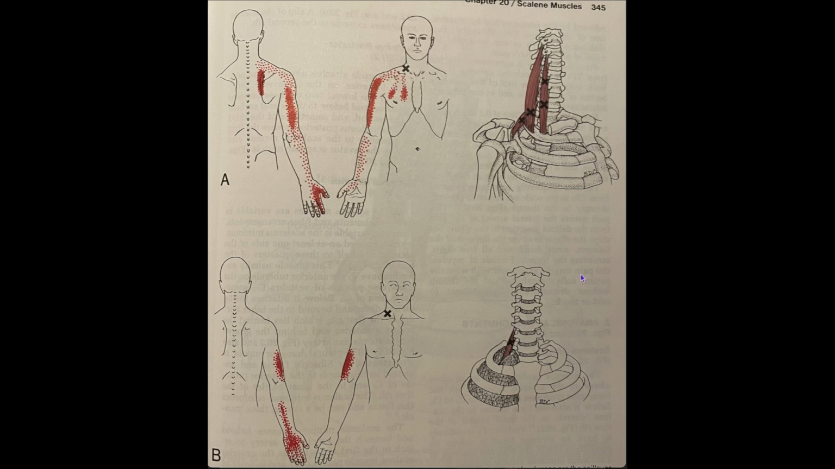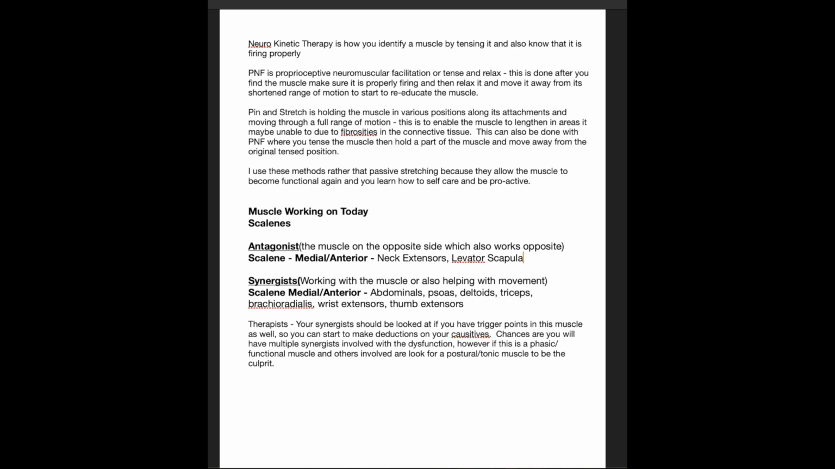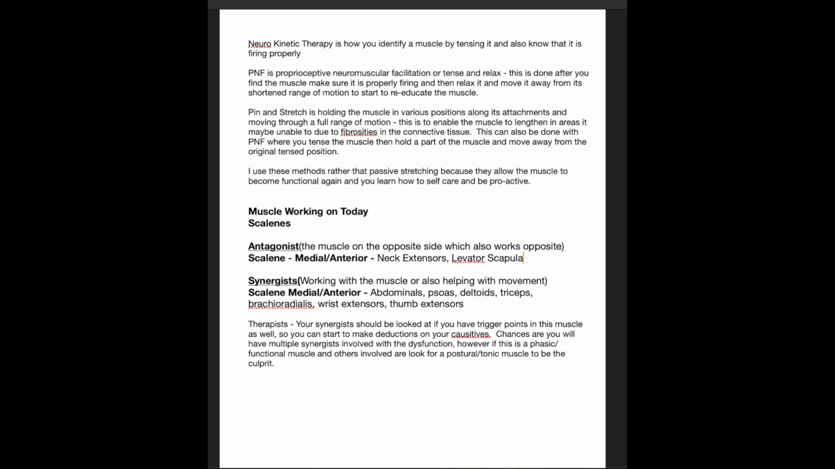So that's the trigger points, and then I'm going to go through antagonists and synergists because scalenes is so interesting. So the antagonist is that opposite muscle, and so we have neck extensors and levator scapula. So your neck extensors are the muscles that you tip the head back with. So if you were to look up at the sky at a plane, that would be your neck extensors, and there's a whole group of them.